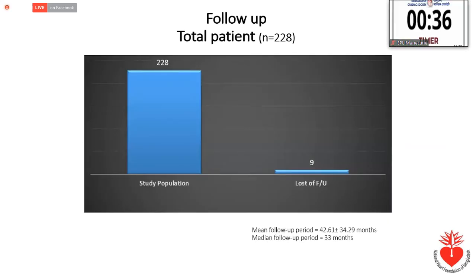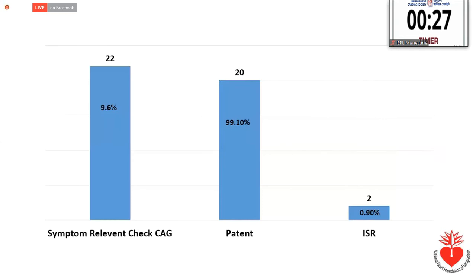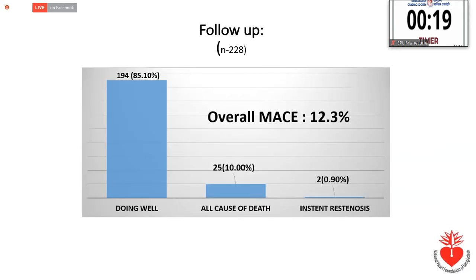We have managed to follow up the vast majority of our patients. 9 patients were lost to follow-up. Our median follow-up period is 33 months. We did a check angiogram for 22 of our patients, and we found that 2 patients had developed ISR. And as I said, we followed up our patients, and our overall MACE is 12.3.